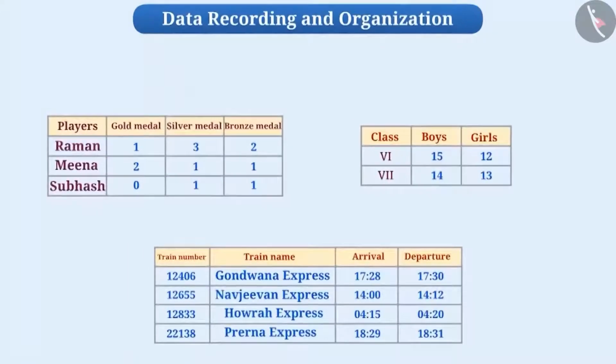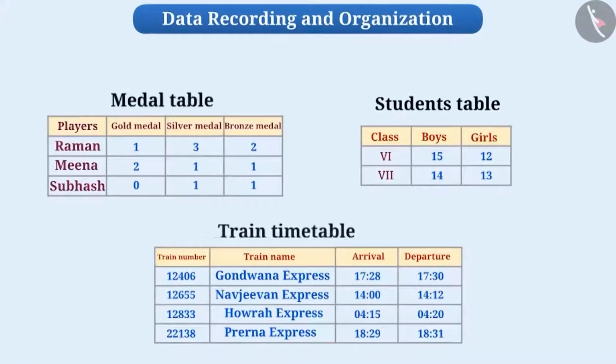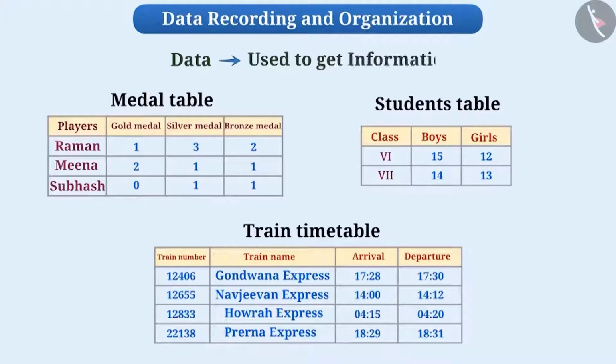In our daily life, we see various types of tables, such as a table containing the names of the players and the number of medals they have won, the time of arrival and departure of trains, and a table showing the number of boys and girls in classes, etc. All these tables provide us data. We use data to get information.